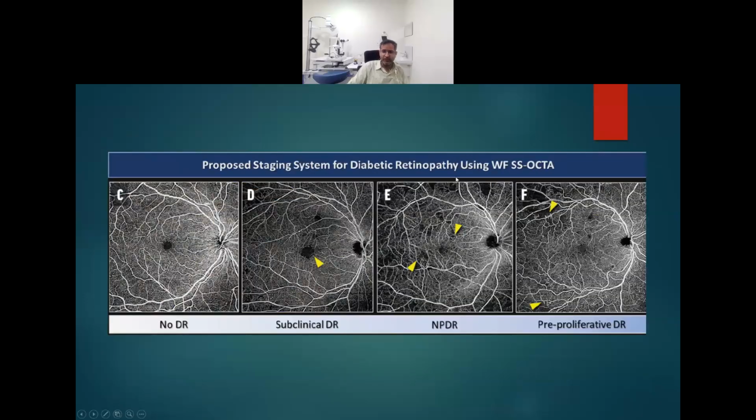The proposed staging system for diabetic retinopathy using widefield swept-source OCT angio is: no diabetic retinopathy; subclinical DR, where the foveal avascular zone slightly increases in area along with a few capillary non-perfusion areas; NPDR, which has lots of capillary non-perfusion areas; and pre-proliferative DR, which has IRMAs setting in and a lot of microaneurysms coming up.